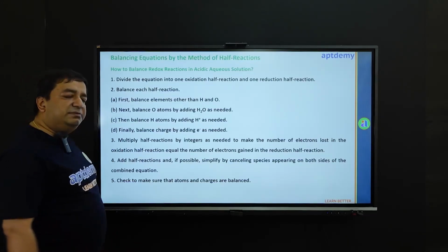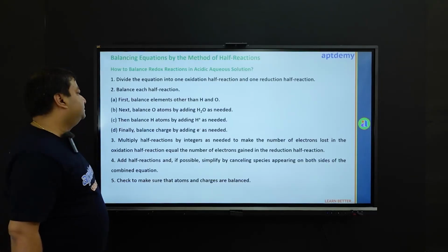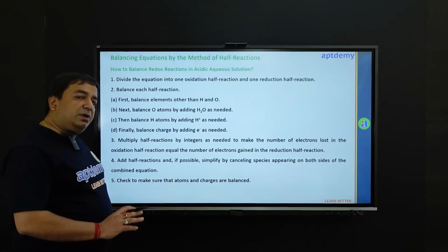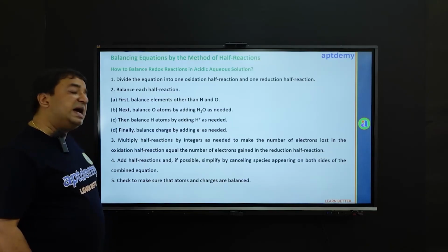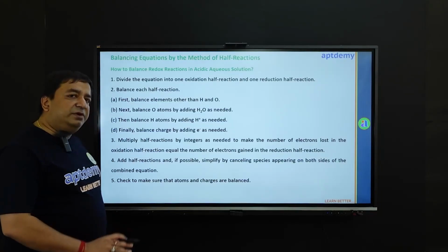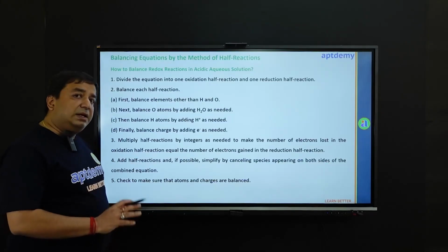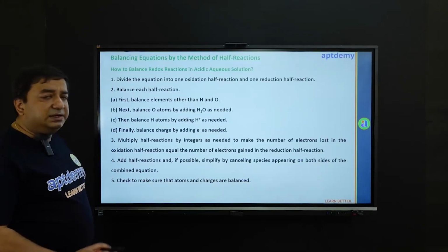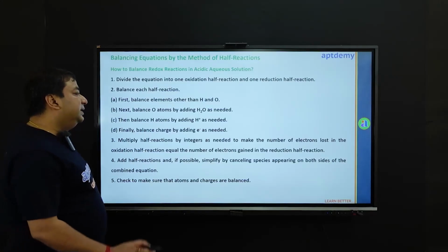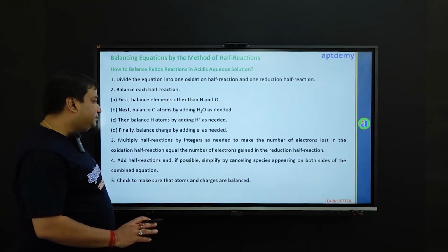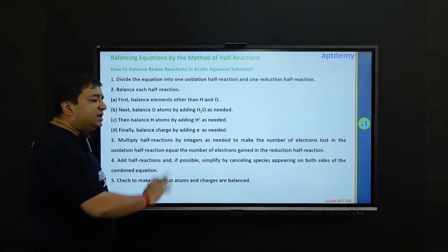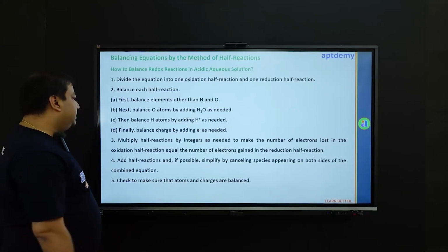First, balance elements other than hydrogen or oxygen. Next, balance oxygen by adding water as needed, and then we will balance hydrogen by adding proton as needed. Finally, we will balance the charge by adding electrons as needed.